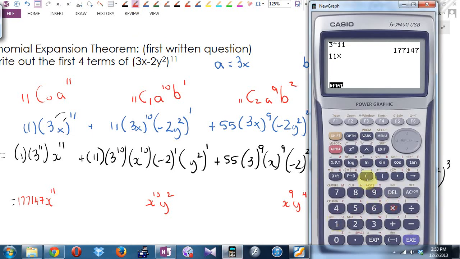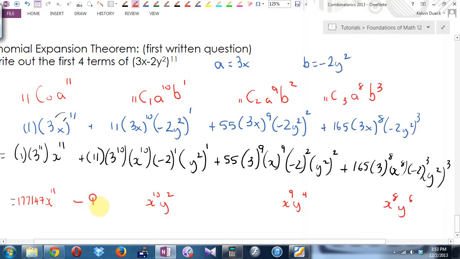11 times a 3 to the 10th times a negative 2 to the 1. Probably didn't need to type the 1, but I'm going to be a little paranoid and do it anyways. Do you see where all those came from, Rosanna? You'll notice I put the numbers in brackets and the exponents outside the brackets just to be extra super special careful. Negative, so it's going to be minus 1,299,078 x to the 10th y squared.